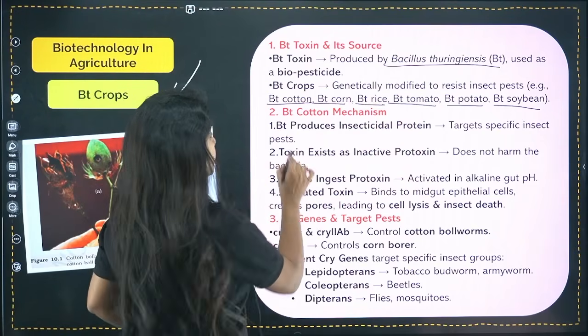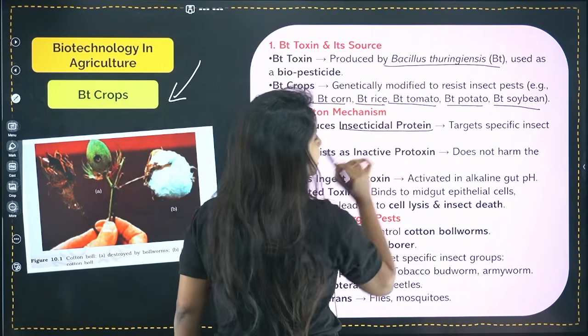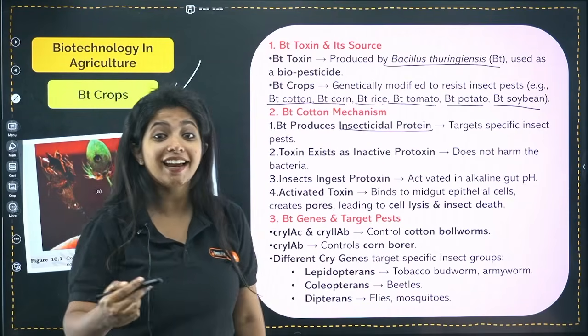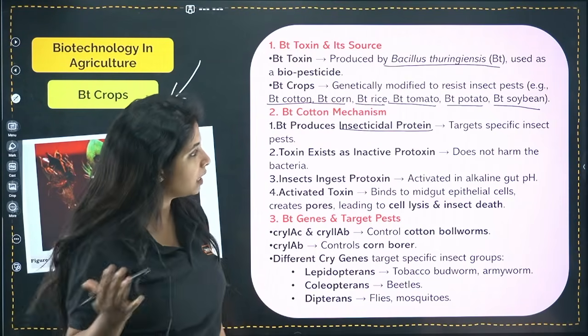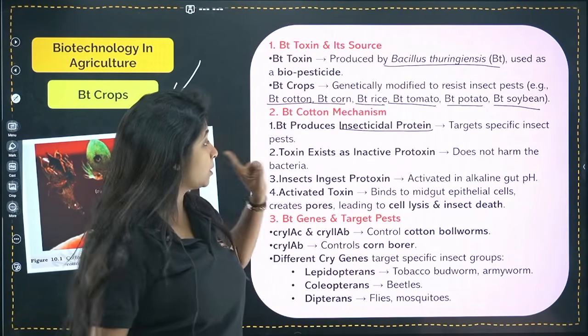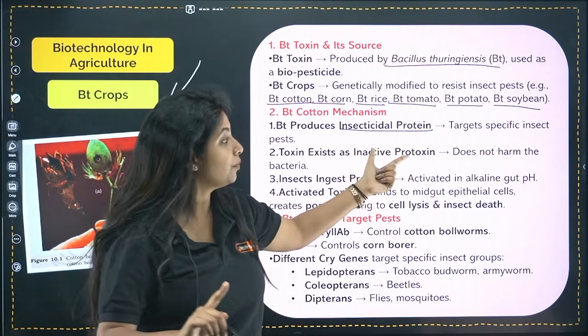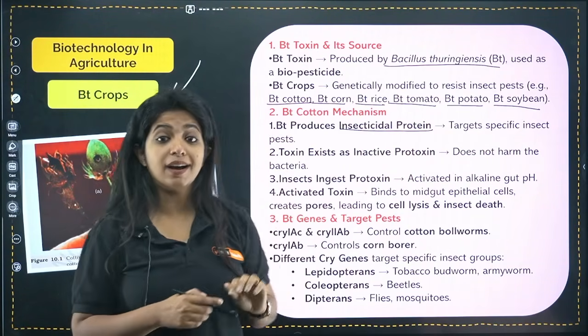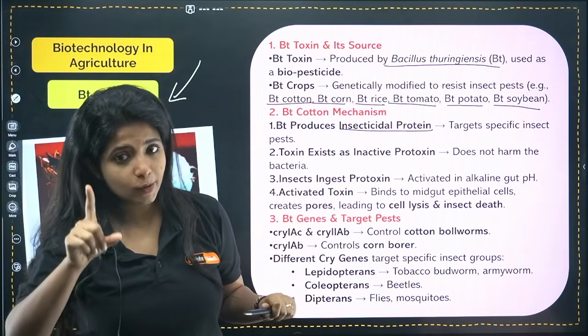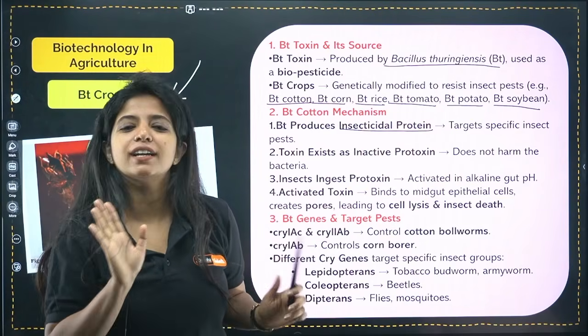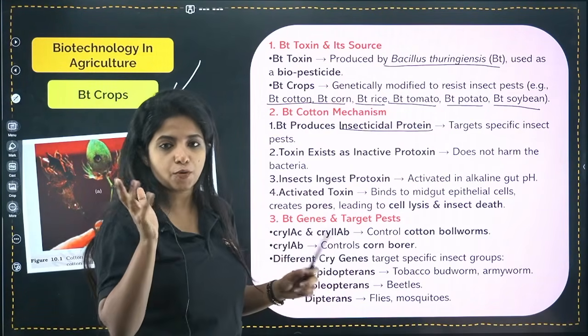Okay, now Bt produces insecticidal protein. What do you mean by insecticidal? As in insect killing protein. It targets specific insect pests. The toxin exists as inactive protoxin. I told you, right? It does not harm the bacteria. So why does it not harm the bacteria? Because it is in the inactive form. In the inactive form, you call this the protoxin form.